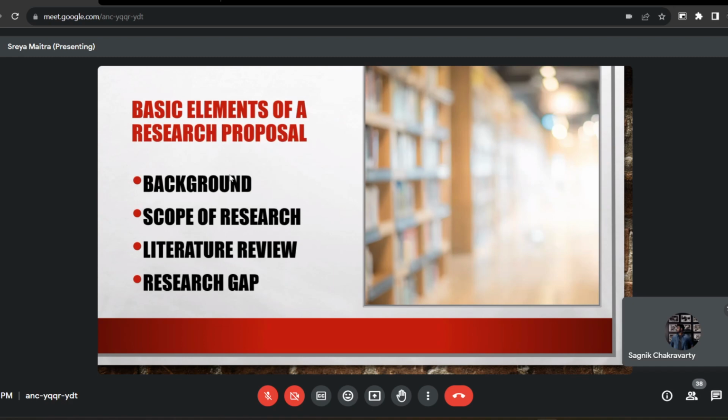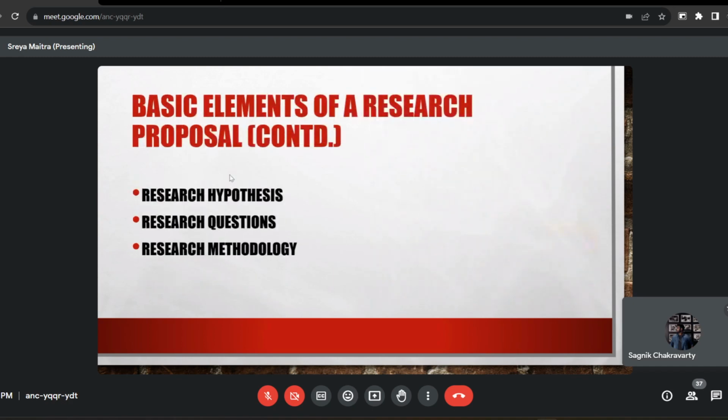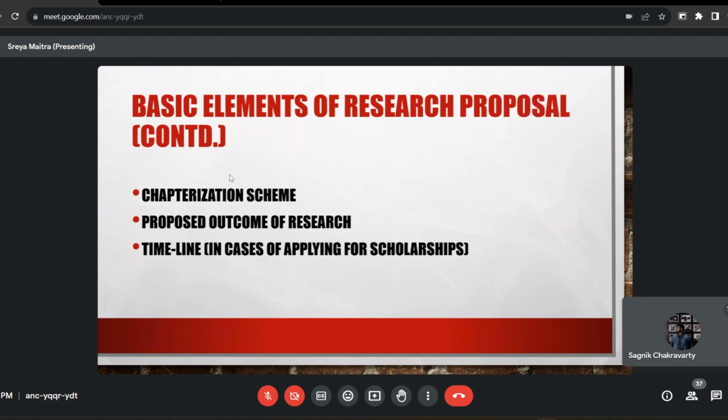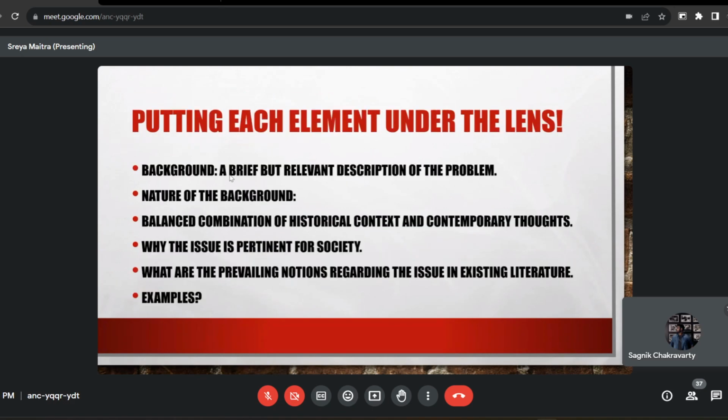But the others that I just mentioned, background, scope of research, literature review, research gap, research hypothesis, research questions, research methodology, chapterization scheme, and proposed outcome of research. This is the exact order in which you should have your research proposal structured. Now, if I have to put each element under the lens, what is the background? The background is a brief but relevant description of the problem that you have at hand.